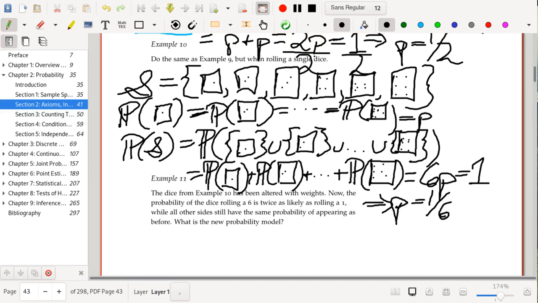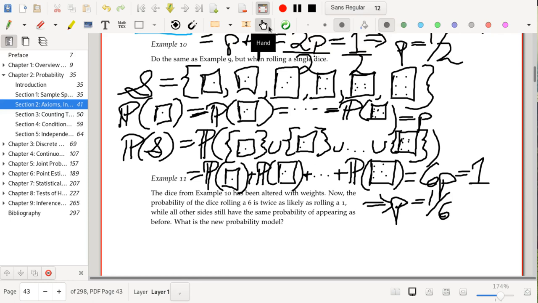In general, if you have a sample space with a finite number of elements, and you say each of those elements are equally likely, then the probability of drawing a single one of those elements is going to be 1 divided by the size of the sample space, or the number of unique elements in that sample space. So in fact, what we're seeing here can be very easily generalized.